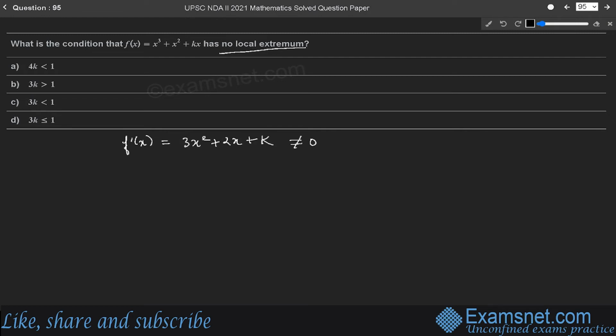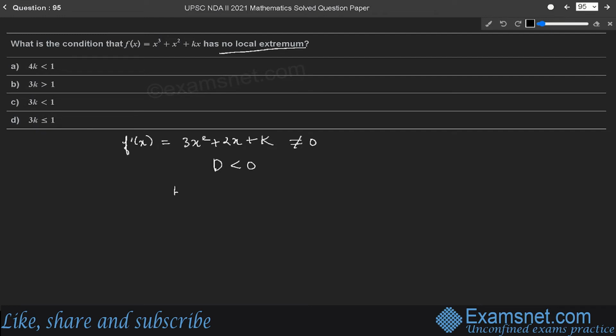So in this case f dash x will be not equal to 0. There is also a very basic concept for quadratic equations: if any quadratic equation is not equal to 0, it means that the discriminant will be less than 0, or the discriminant will be negative. It is a very important concept. You should always remember this.